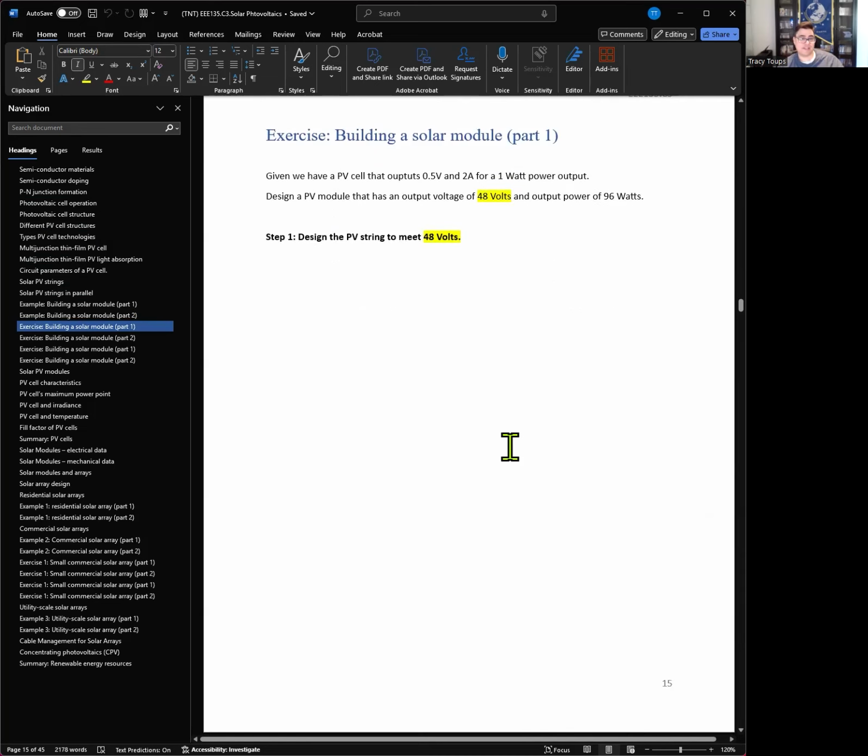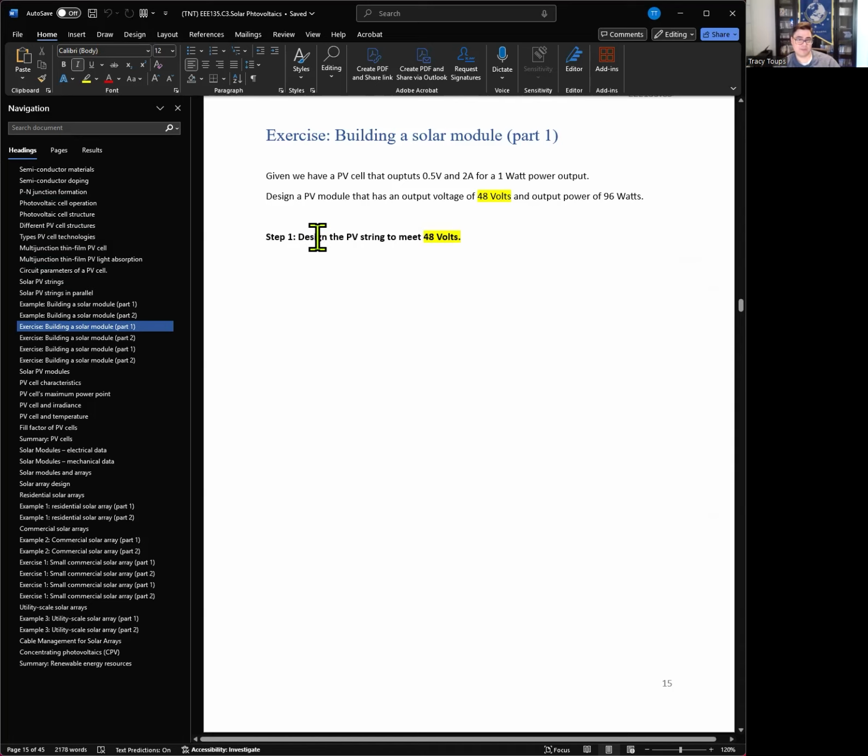Here, I want to go ahead and take our 15-minute break. I want you to do an exercise. We're going to do the same thing, and you're going to figure out on your own how to design a PV module. Given a PV cell that outputs 0.5 volts at 2 amps for a 1 watt output, standard PV cells, I want you to design a PV module that has a 48 volt output and 96 watts. Previously we had 24 volts. I want you to change it to 48. So you tell me what happens.